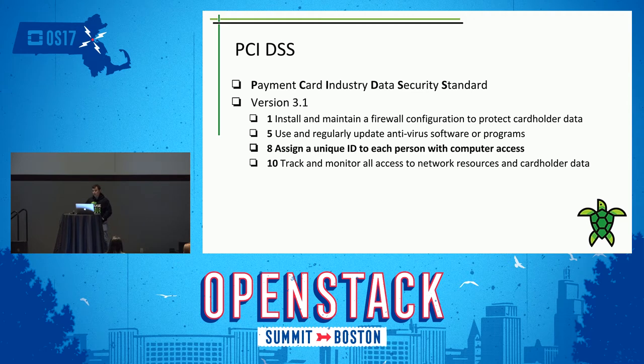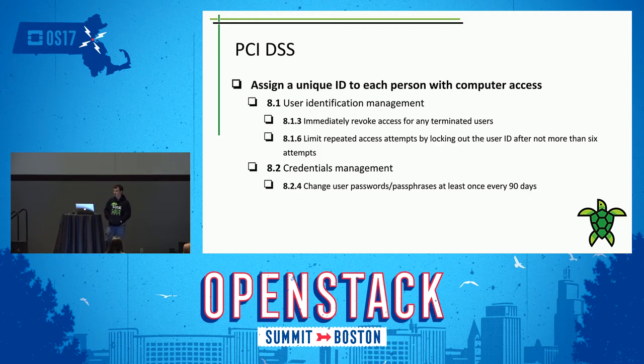And then looking closer into that requirement, we have sub-requirements expressed there. For example, the 8.1.3 says that if a user gets terminated, the access to the system should be immediately revoked. The 8.1.6 says that users should have the repeated access attempts limited, and if they pass that limit with failed access attempts, the account should be locked out for 30 minutes. The 8.2.4 says that a user should change their passwords at least every 90 days. And these are just a few examples.